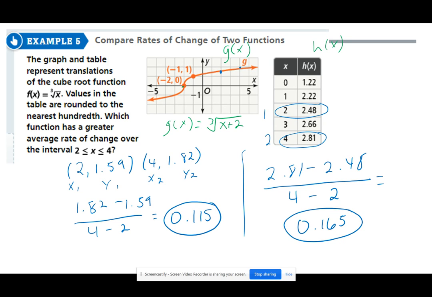So which one has a greater rate of change, the graph or the table? So again, look at your place value. So this one I have a 1, and this one I have a 1 in my tenths. They're the same. So then you go to the hundredths. This one has a 1 in the hundredths. This one has a 6 in the hundredths. 6 is bigger than 1, so therefore the table has a greater rate of change between 2 and 4 than the graph. Okay?